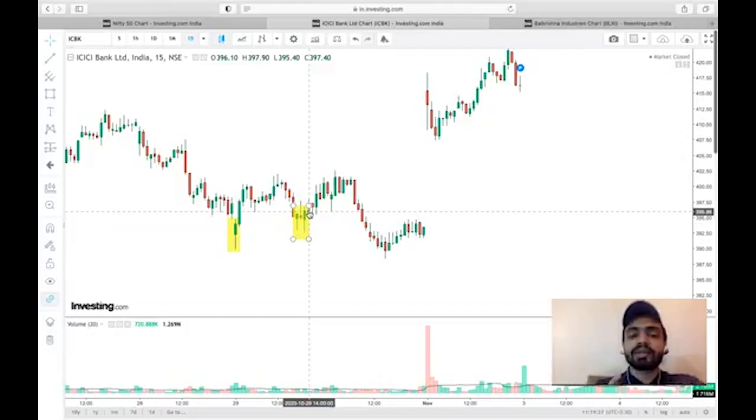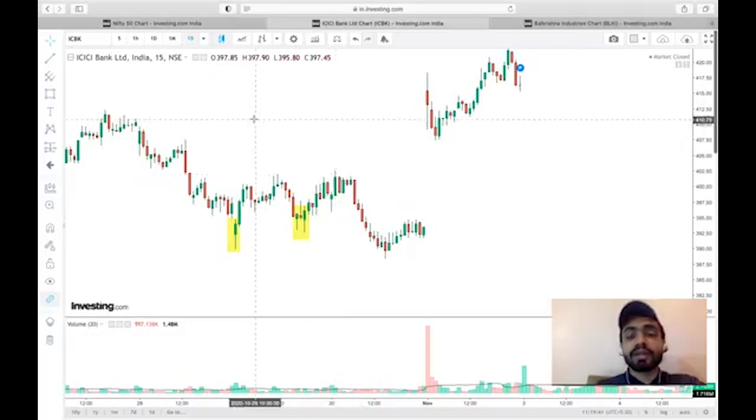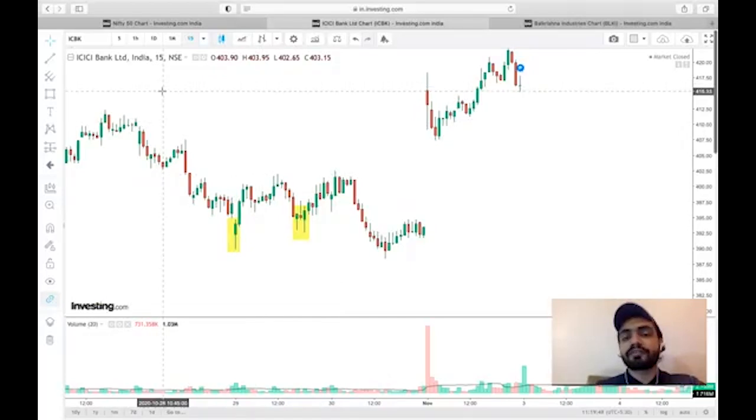You can neglect that. You can take a trade over here, took a trade, the price has moved up. So you have earned nearly around 4 or 5 rupees of profit per share in this case. And this is your 15-minute chart. So this is a very big deal over here. 4 to 5 rupees on your 15-minute chart on ICICI Bank is a very good deal.